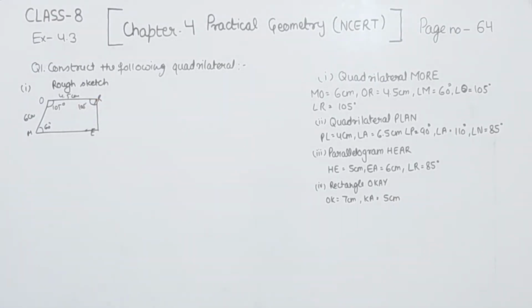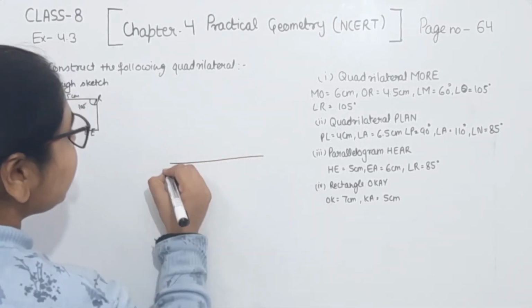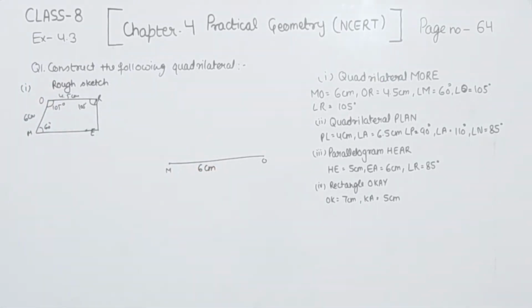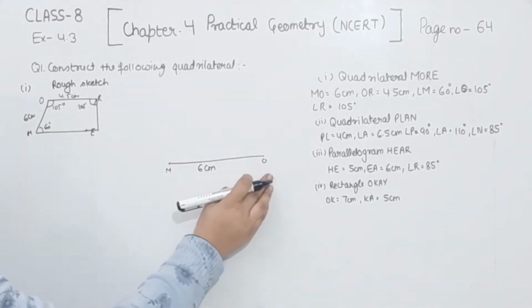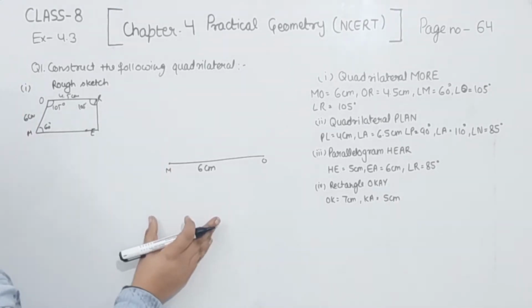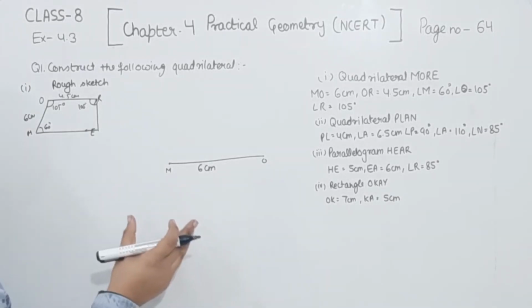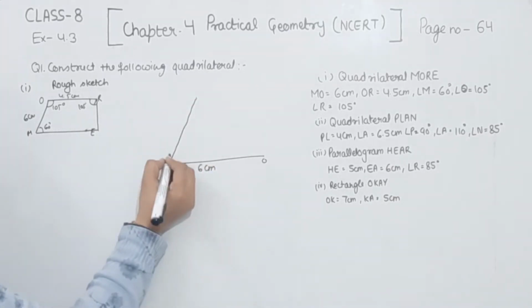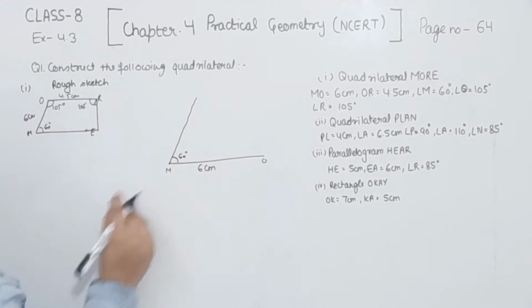Now we are going to construct the quadrilateral. For that one, first of all, we are going to draw the base, the line segment MO is equal to the 6 cm. This is MO we are having as 6 cm. Now we are going to draw the angle of 60 degree at the point M and 105 degree at the point O. For the 60 degree, we can construct this one with the help of compass. So I am going to construct this one with the help of D. Suppose this one is the 60 degree. This is the 60 degree we are having.